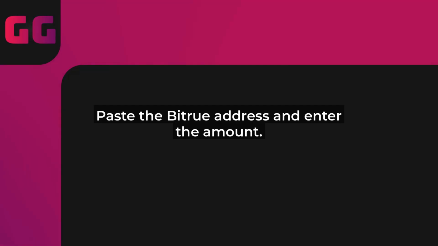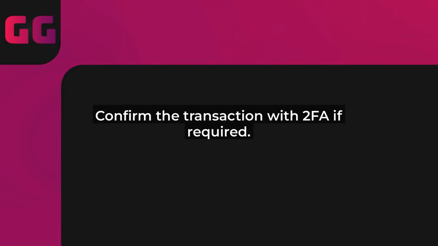Now, back to Coinbase. Paste the Bitrue address into the To field in the withdrawal section. Enter the amount of Litecoin you want to send, but remember to leave enough for network fees. Coinbase might ask for a network confirmation, like selecting the Litecoin network, so choose that option. Review everything carefully, then hit Confirm, and enter your two-factor authentication if required.